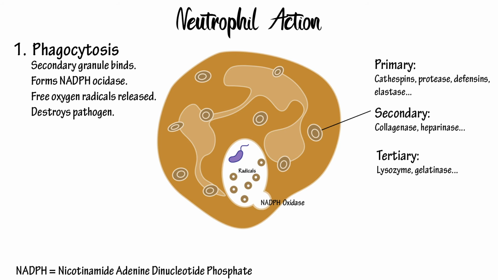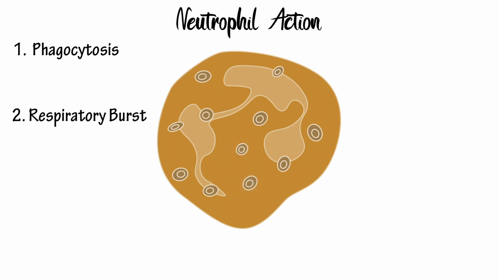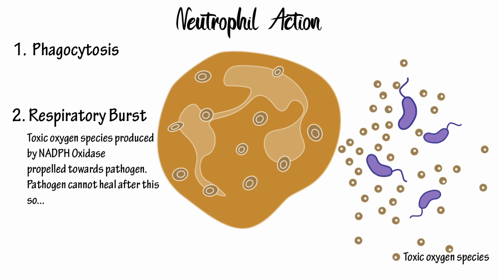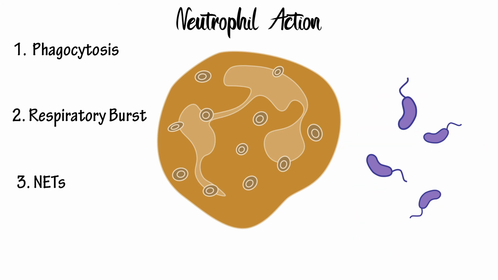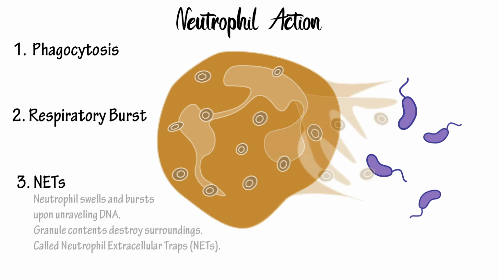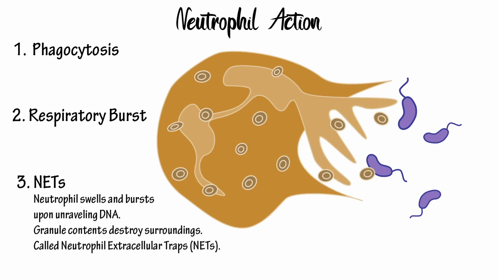That's one mechanism. Another is called the respiratory burst. This is when they propel toxic oxygen species to trap extracellular pathogens and kill them. However, this renders the neutrophil unable to regenerate, hence it undergoes apoptosis, which is cell death. Neutrophils unravel their DNA, causing them to swell and burst. Their granule contents destroy anything surrounding, aiming to destroy as much bacteria as possible. This is called a NET, neutrophil extracellular trap.